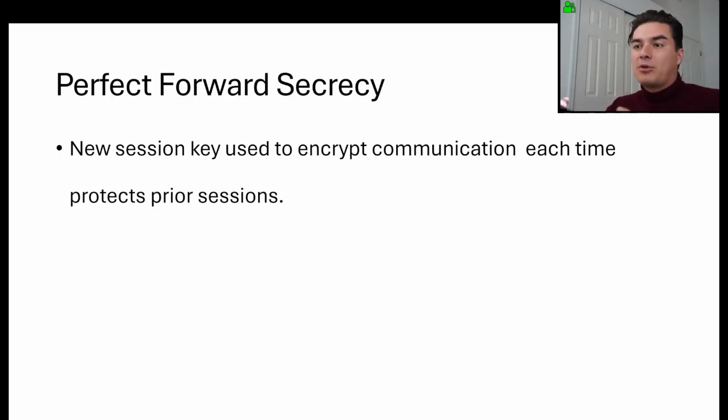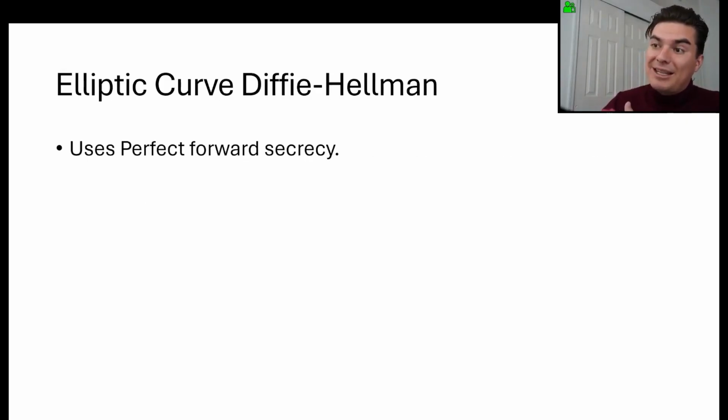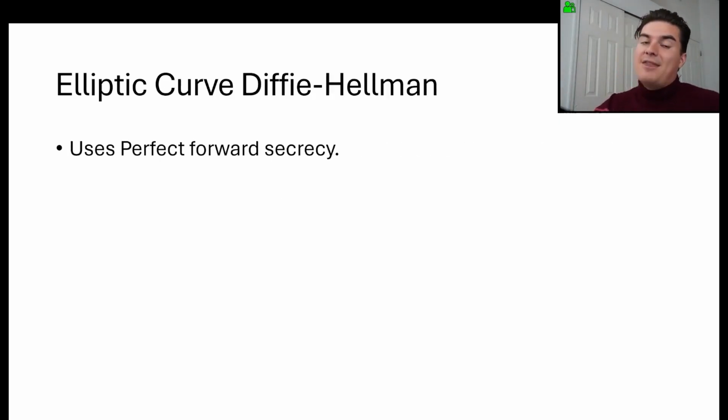And that's why it's called perfect forward secrecy, because if they compromise one session, they don't have all that past information because it was a new key each time. So if it's just Diffie-Hellman, that means they're using the same key every time. So elliptic curve Diffie-Hellman uses perfect forward secrecy, and so with this, each time it would have a new session. And so this is the concept, perfect forward secrecy, and this is the algorithm that actually implements it each time, the elliptic curve Diffie-Hellman.